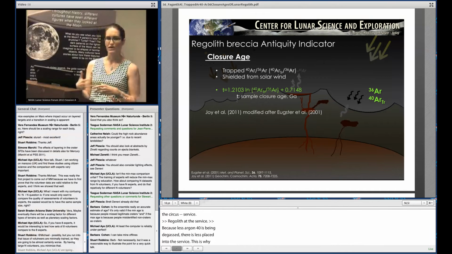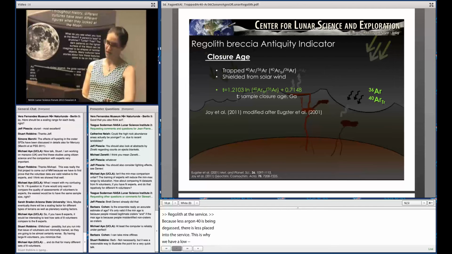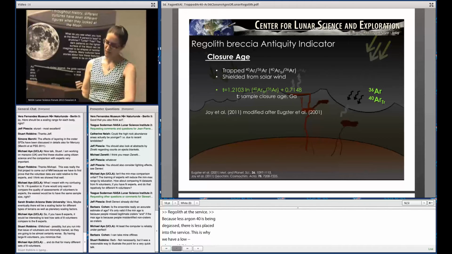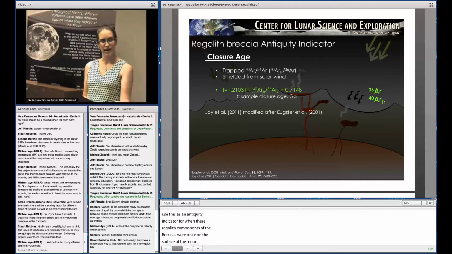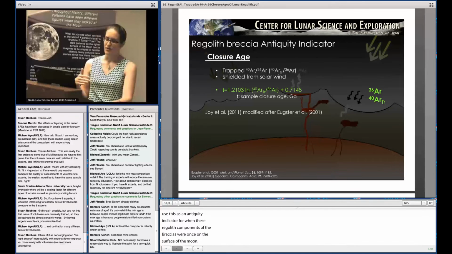The great thing about the difference in these ratios is that we can use it as an antiquity indicator for when the regolith components of these regolith breccias were once on the surface of the moon. And this is what we refer to as the closure age. This is the time period when the regolith itself was shielded from further solar wind input.